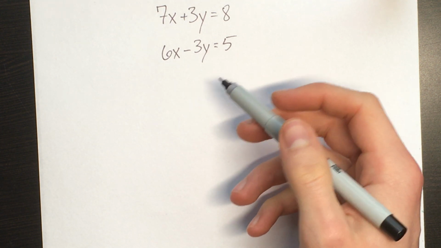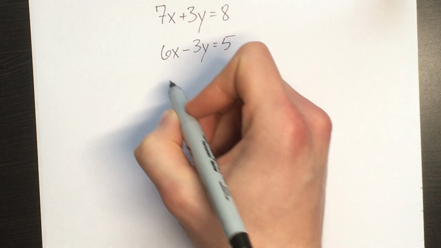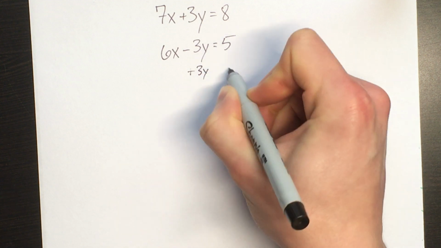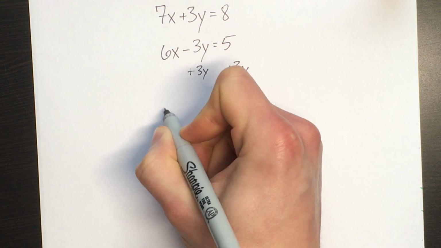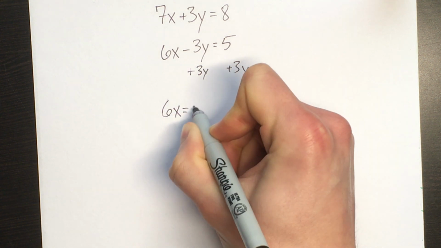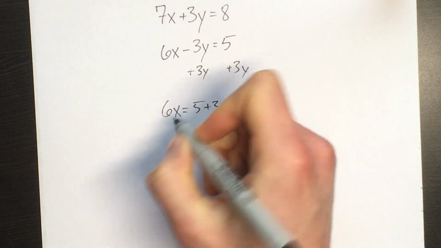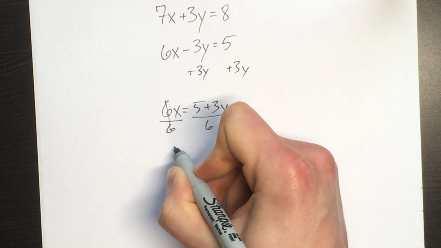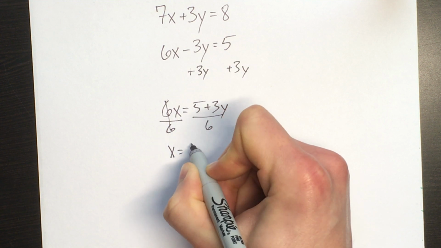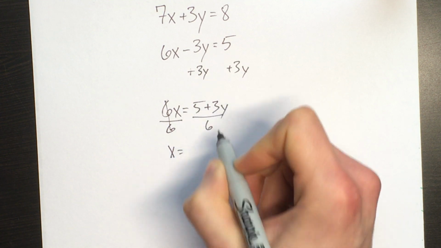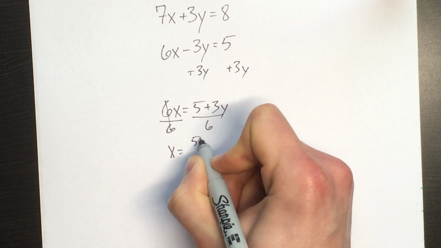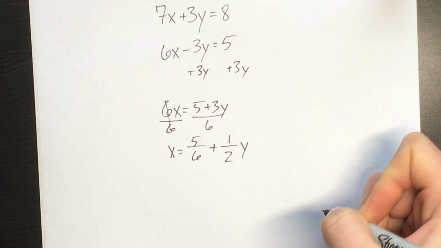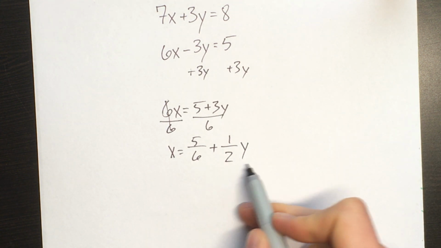I'll take the second equation and isolate one of the variables, let's say x. So I'll add 3y on both sides, so it'll be 6x equals 5 plus 3y. Then I divide both sides by 6 so I can get my x by itself. So x is equal to, when we have this sort of fraction, we can do the first term over the bottom, so 5 over 6, plus the second term over the bottom, so that's 1/2 y. Okay, so we have an expression for x.